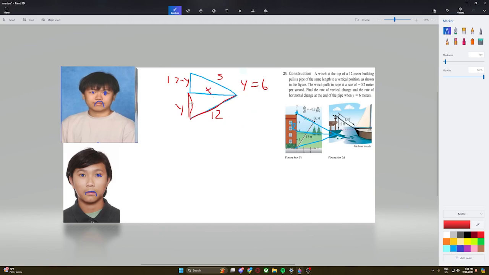And if you plugged in 6 for y, you'd realize, so let's just write the Pythagorean theorem for both of them. So 12 squared equals y squared plus x squared, and s squared equals (12 minus y) squared plus x squared. Plug in 6 for y, 12 minus 6 is 6, squared, and then this is 6 squared plus x squared. That means therefore s equals 12 when y equals 6.